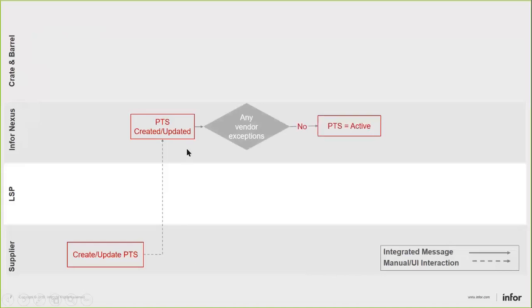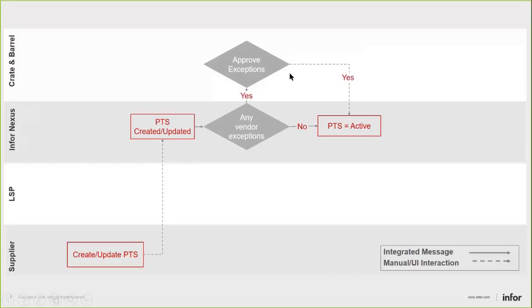And if there are no exceptions triggered, plan to ship will become active once submitted by supplier. Okay. And if there are any exceptions that require Cranberry to review and approve, the plan to ship will be sent to Cranberry. Then they're going to review the exceptions.